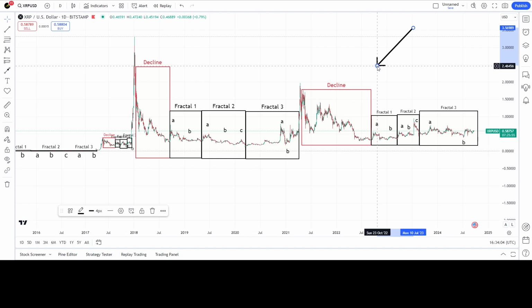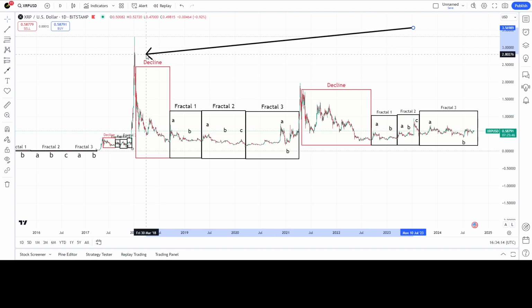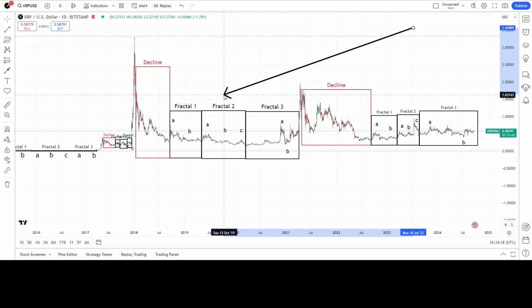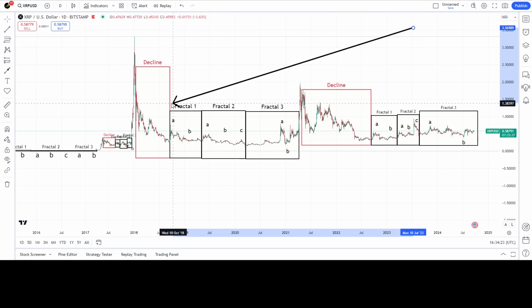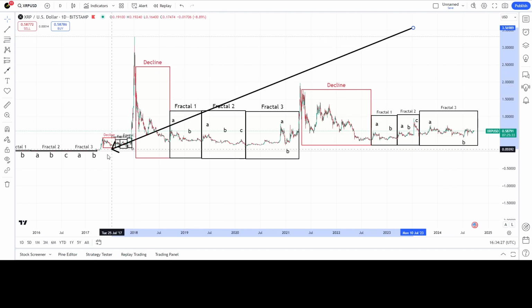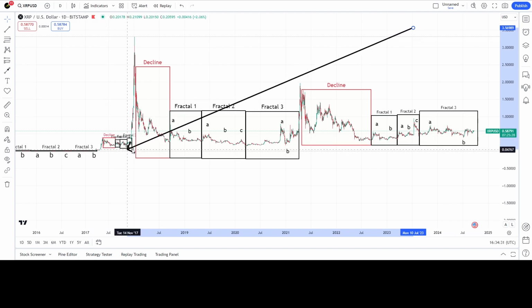So this repetitive macro structure consists of three substructures. That is a bull run, a decline, and a sideways range-bound time. These three structures, they play out over and over again. They play out on different scales. So this one played out on a much larger scale than this one, but as we can see, it has a bull run, a decline, and a sideways range-bound time.